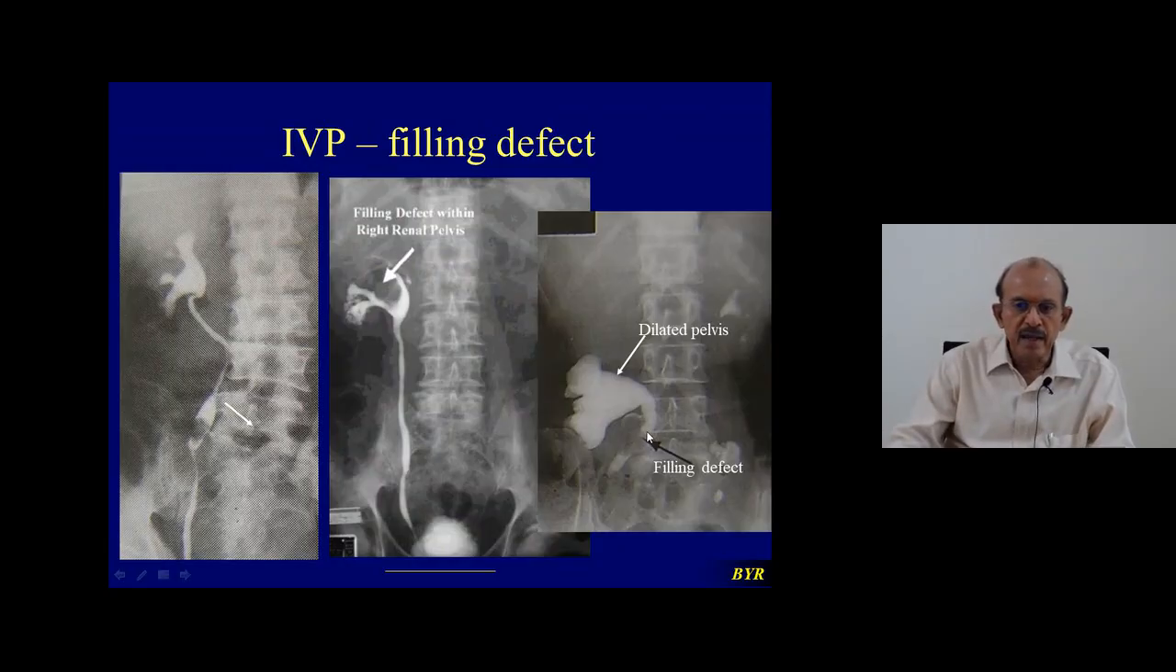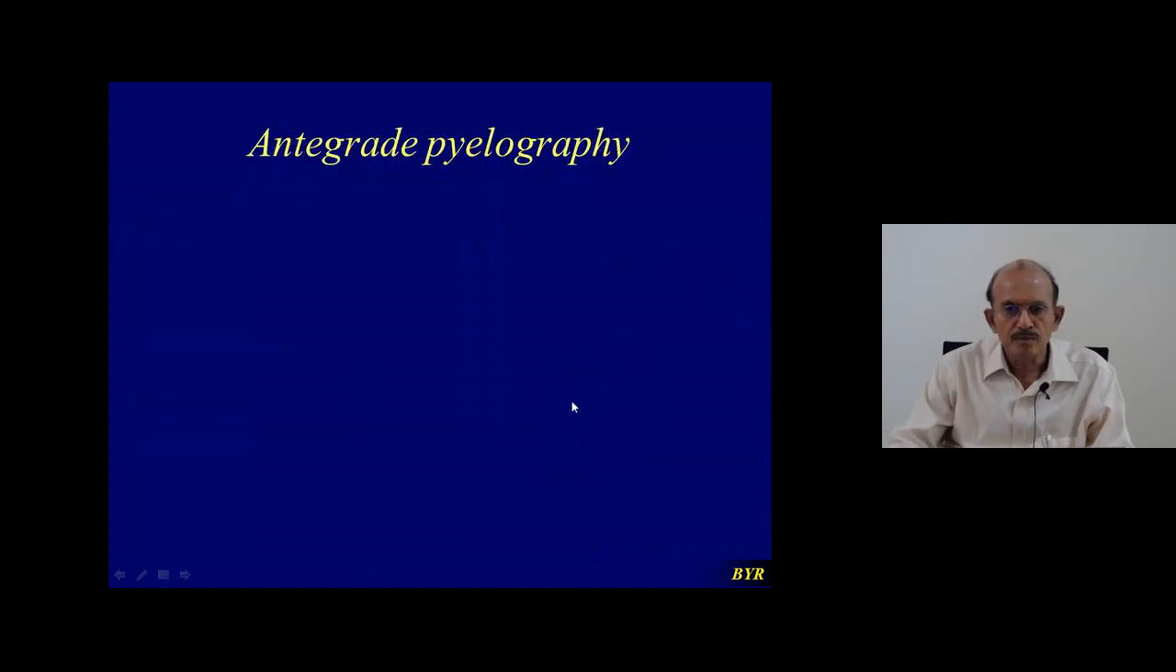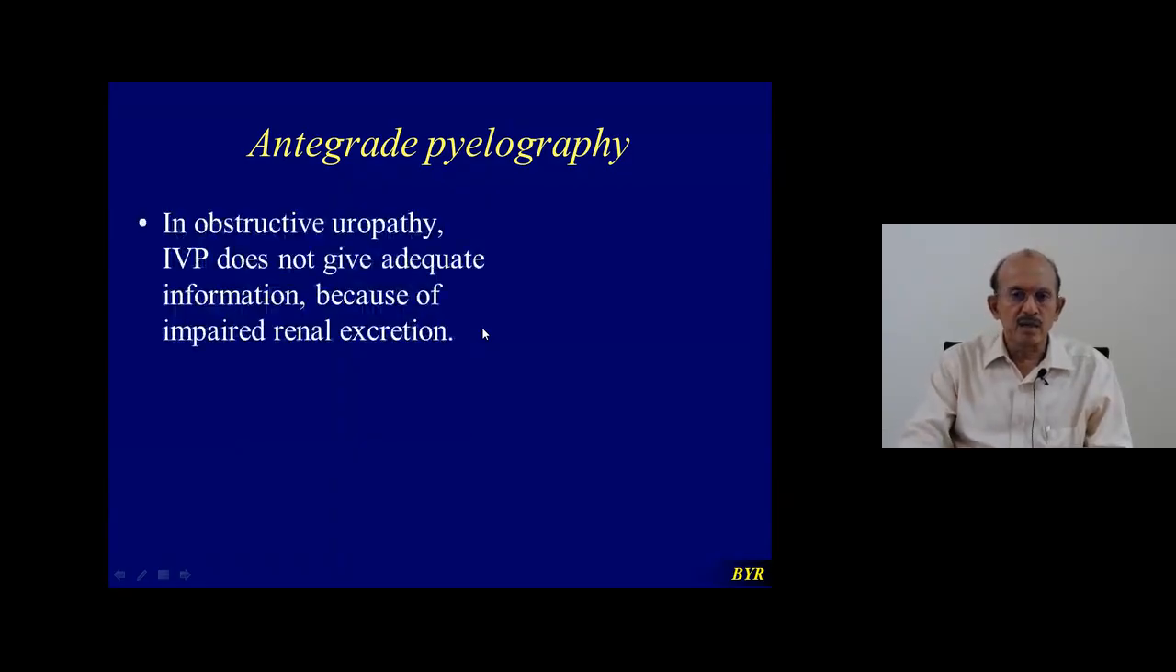You can see here the dilated pelvis and calyces. Normally the pelvis will be only of this much size. You can see such a large one with dilated calyces. So that is about intravenous pyelography. Antegrade pyelography is not required.